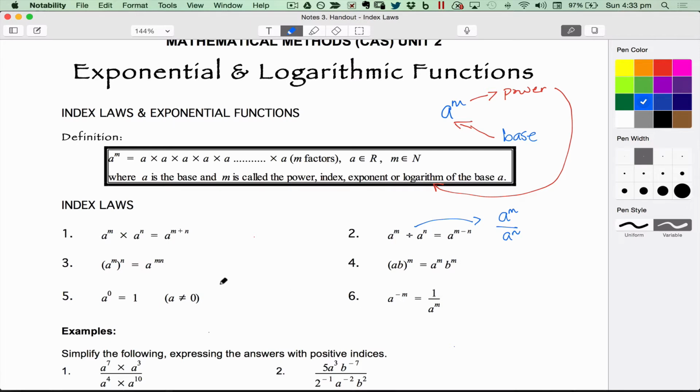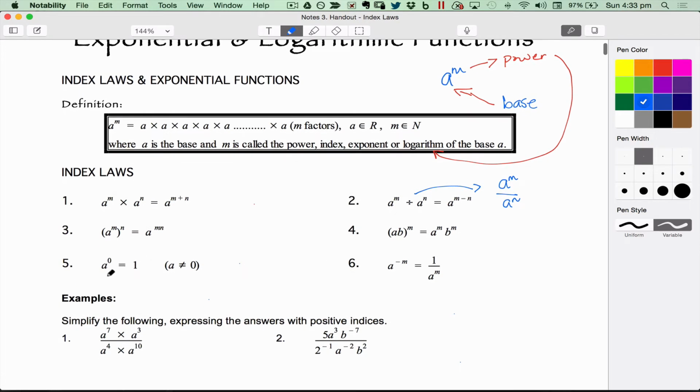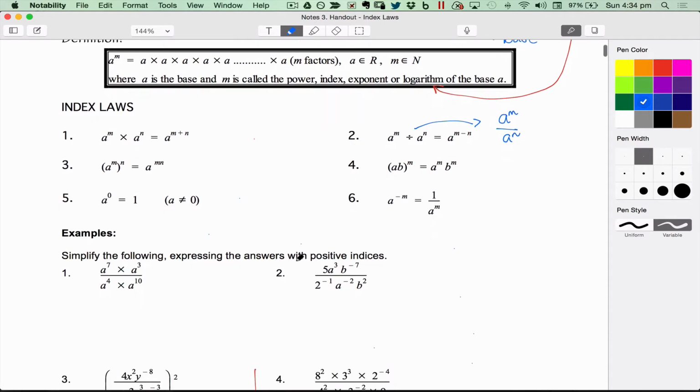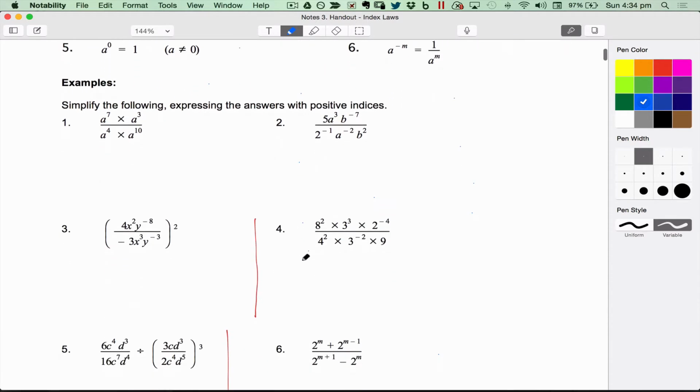And two identities we have at the end here, they're not really laws, but I've put them on here to help you out. Anything to the power 0 equals 1, and the base cannot equal 0 for that to work. And anything to a negative power is the same as 1 over the same base to the positive power. Okay, I've got some examples here. If you haven't done them yet, you might like to pause and have a go yourself, but if you're ready for the solutions, listen on.